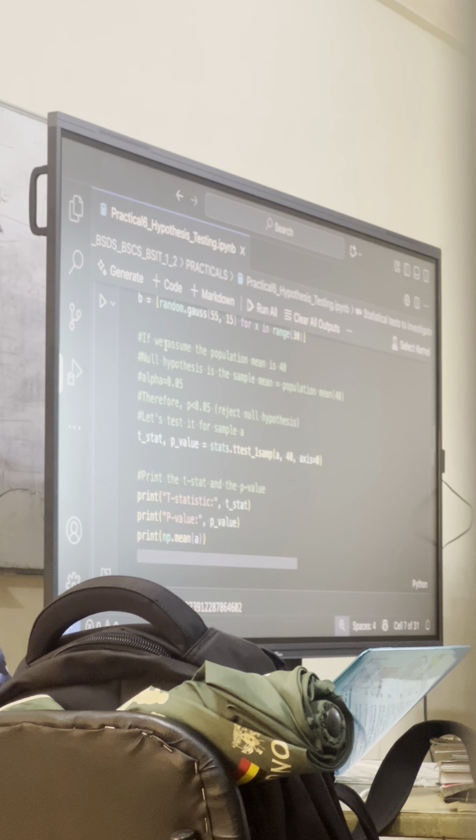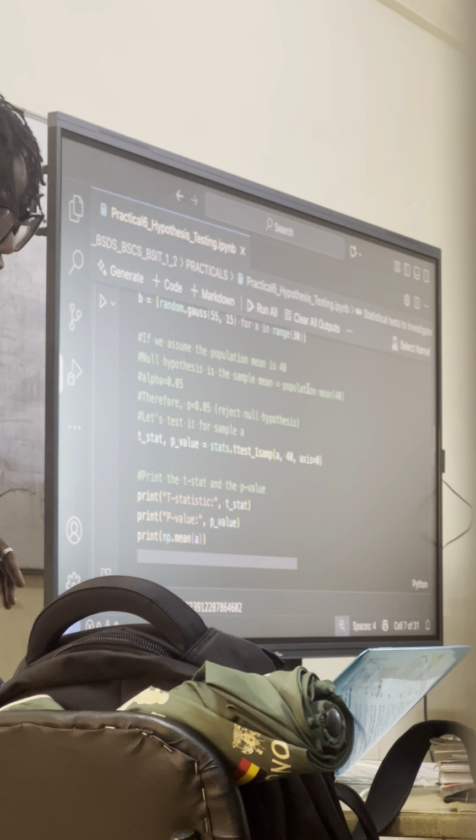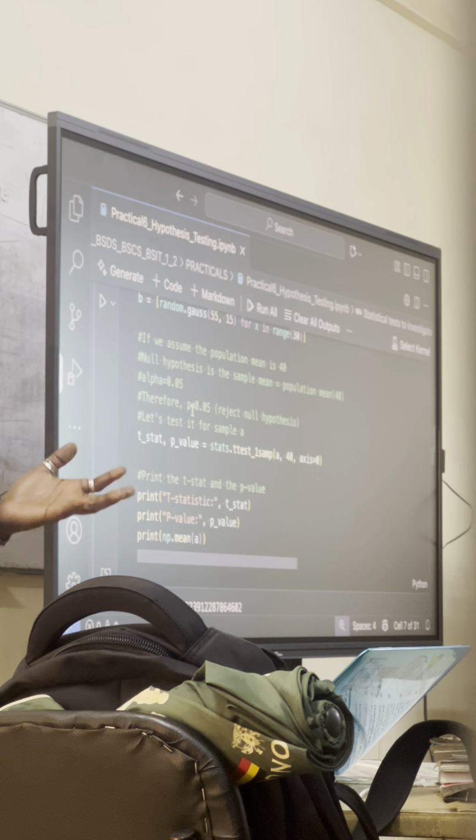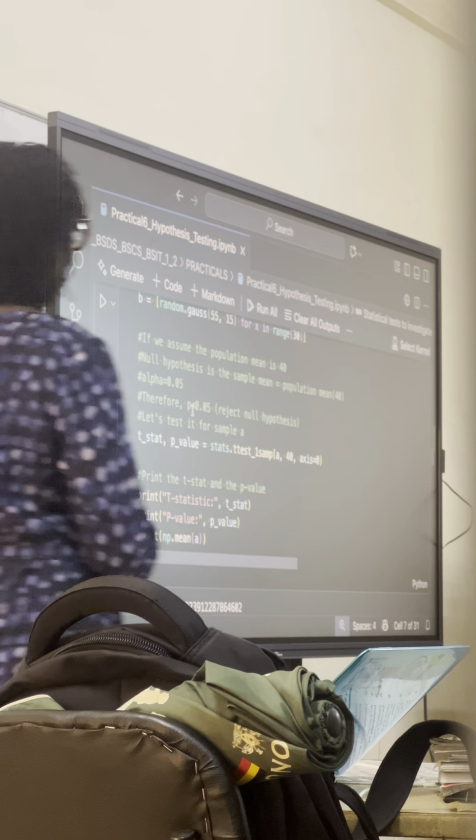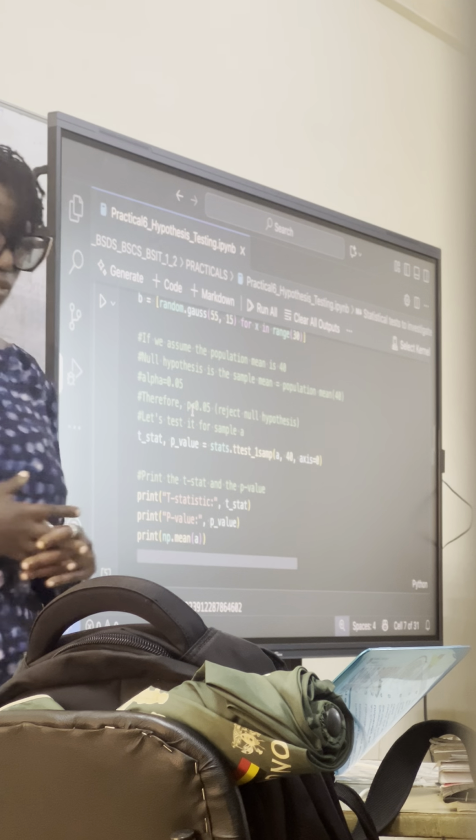So let's say we assume the population mean is 40. The null hypothesis is that the sample mean is equal to the population mean of 40. We set our alpha at 5%. So anything that has a p-value of less than 5%, or less than 0.05, we will reject the null hypothesis, meaning the sample mean will not be equal to the population mean of 40.